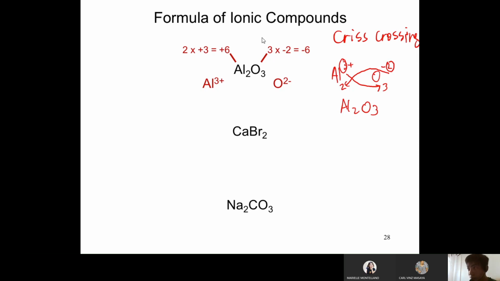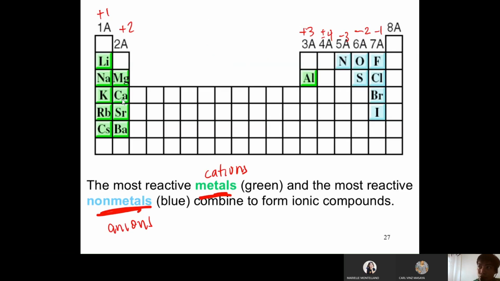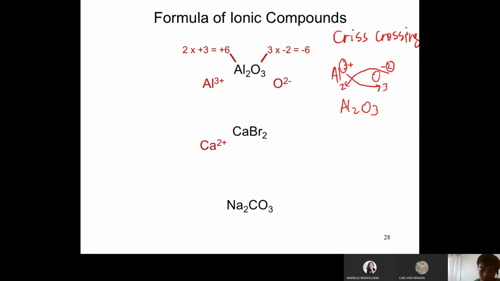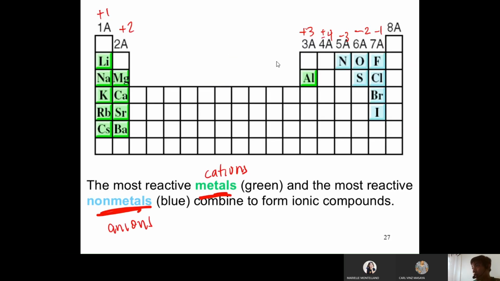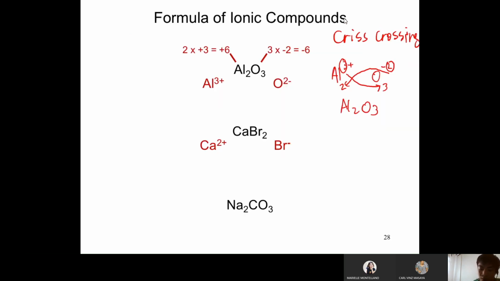So, let's try calcium bromide. Calcium is a group 2 atom. Group 2A. So, ang usual charge niya ay positive 2. Then, si bromine, tingin tayo. Si bromine ay nasa group 7A. So, ang usual charge niya ay negative 1, diba? Okay, so after identifying kung ano yung mga possible charges nila, we can do the crisscrossing.